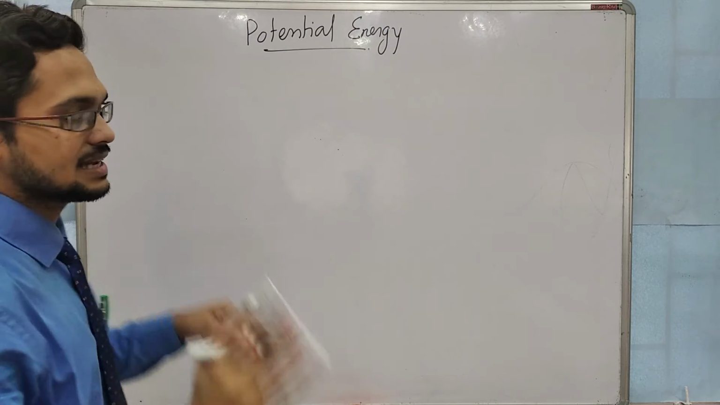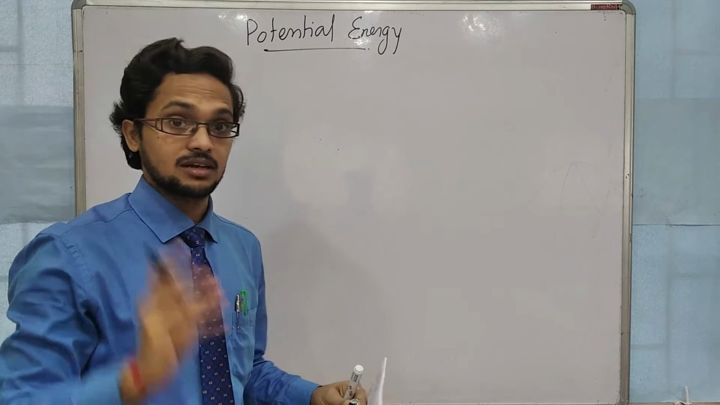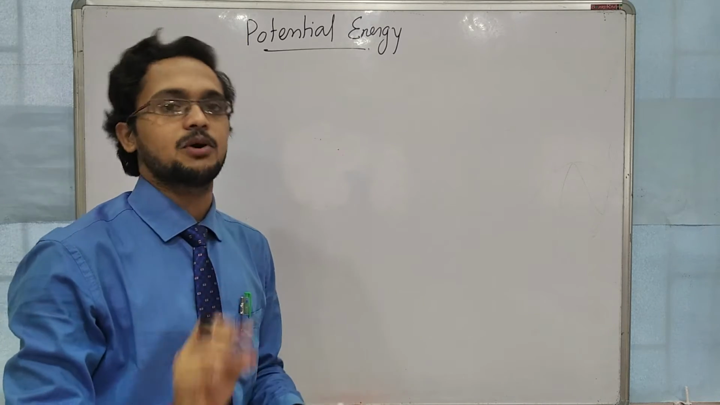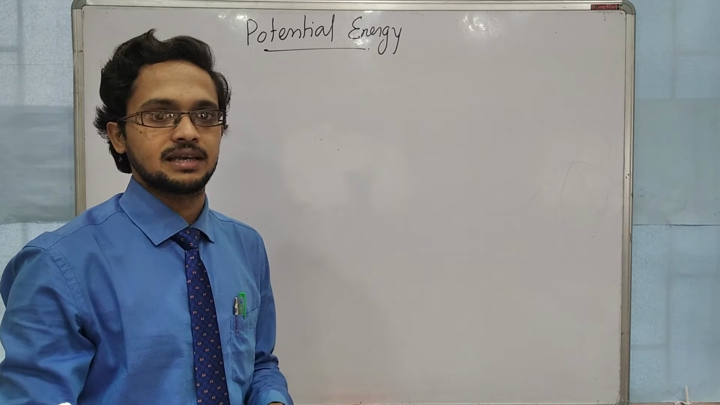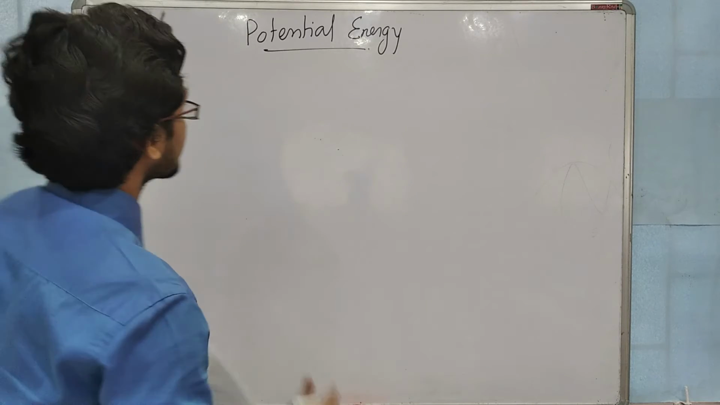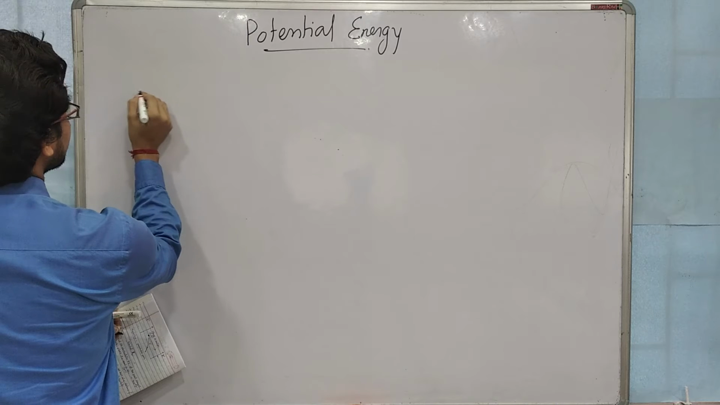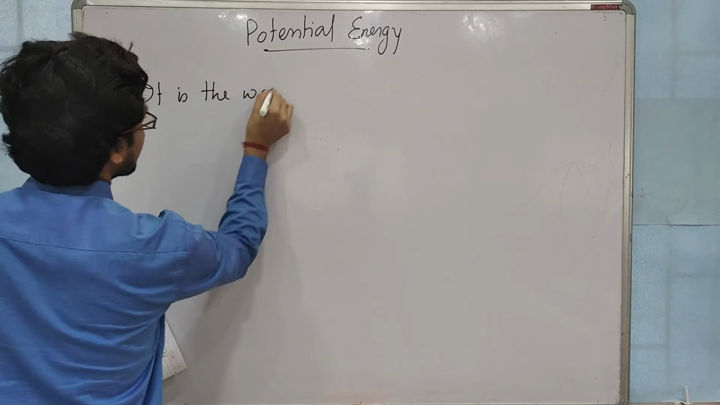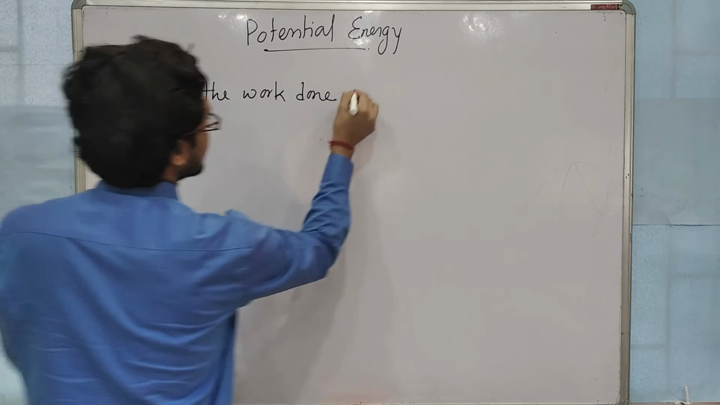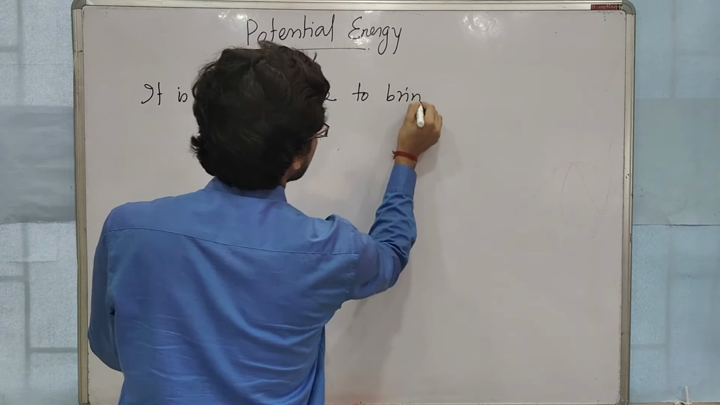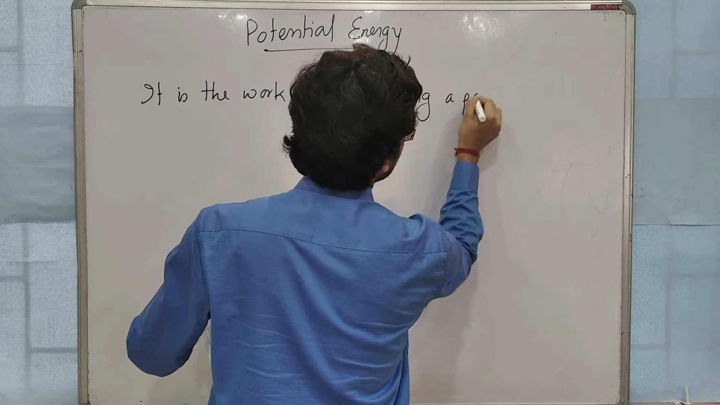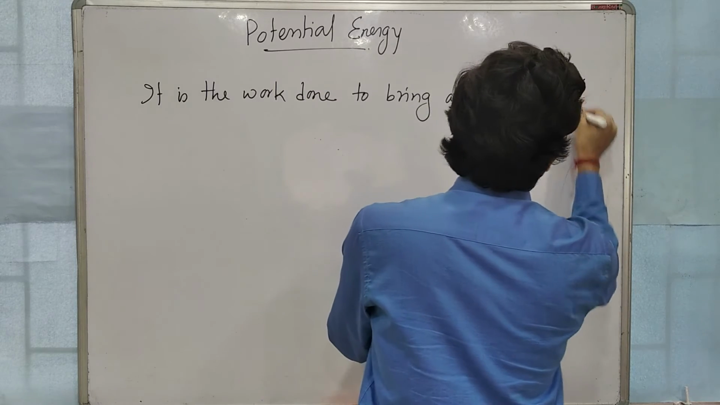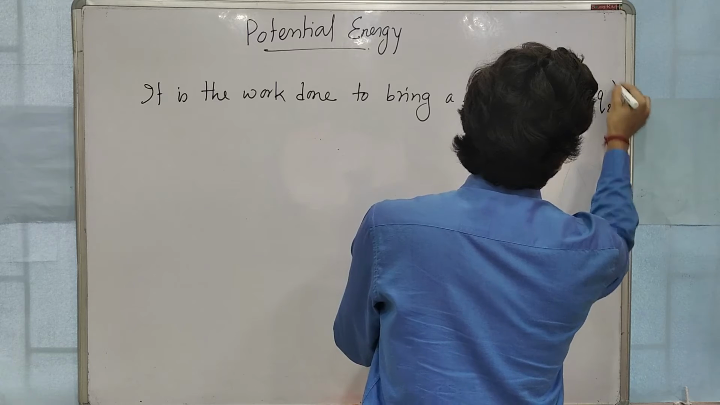Potential energy is also the work done, but not for unit positive charge. It is the work done to bring any point charge from infinity to that point. That point charge can be plus or minus, so I am taking plus minus Q2.